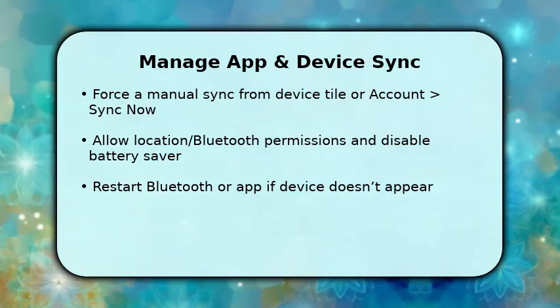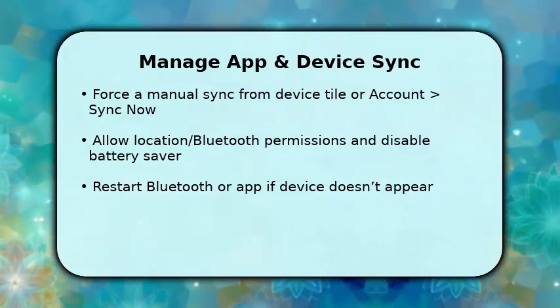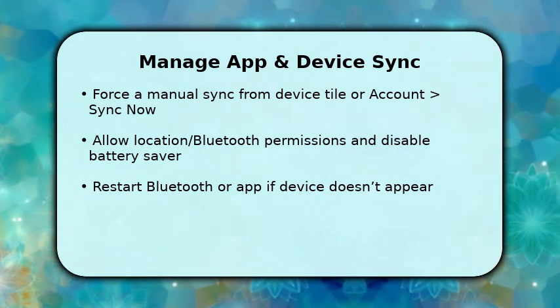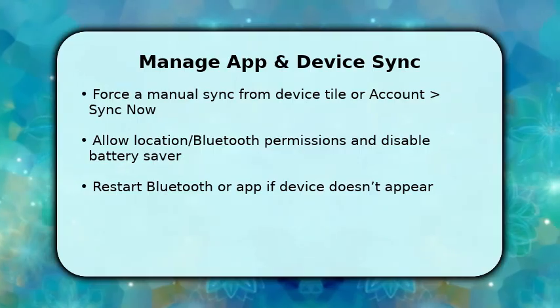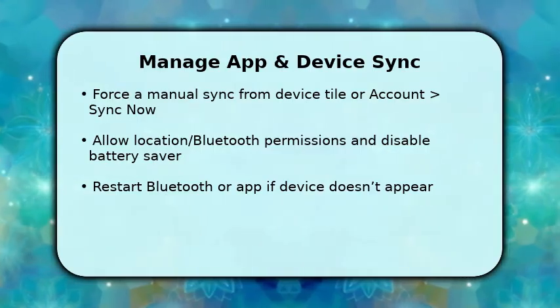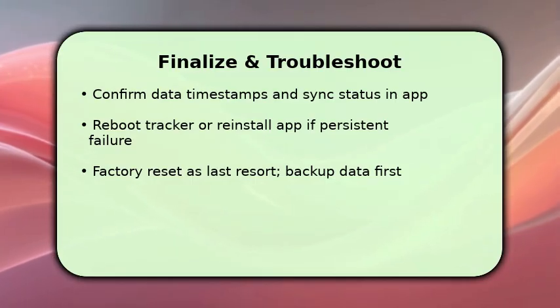If the first attempt stalls, restart Bluetooth or kill and reopen the app. This resets the connection. After a successful sync, you'll see updated steps and stats. Confirm timestamps to verify freshness. To finish, verify that steps, heart rate, and sleep show current timestamps so you know data transferred.